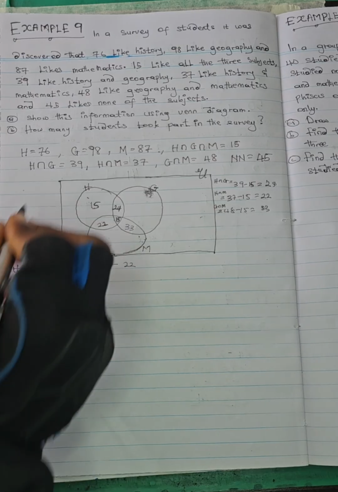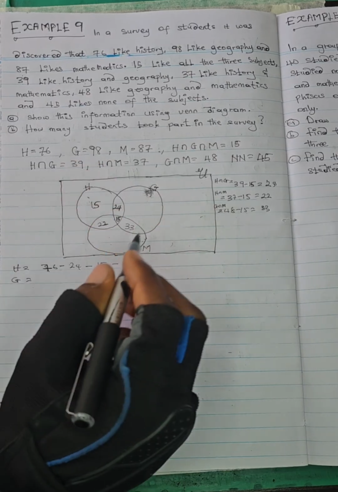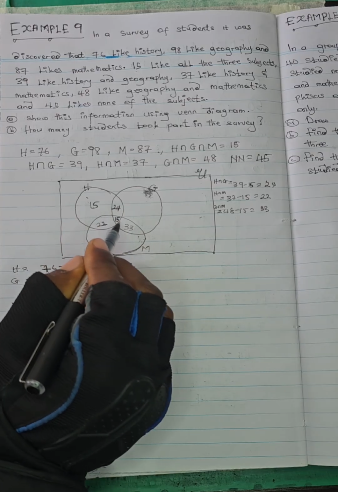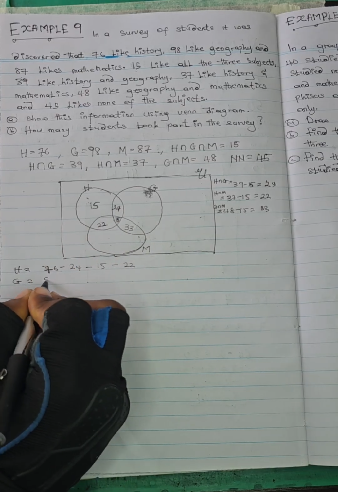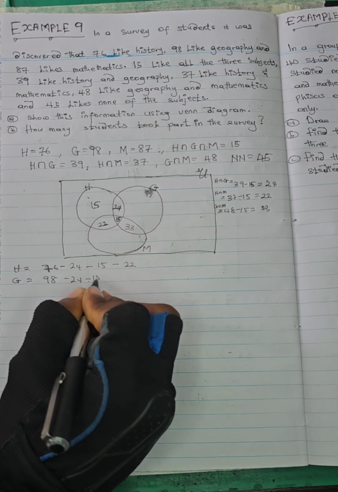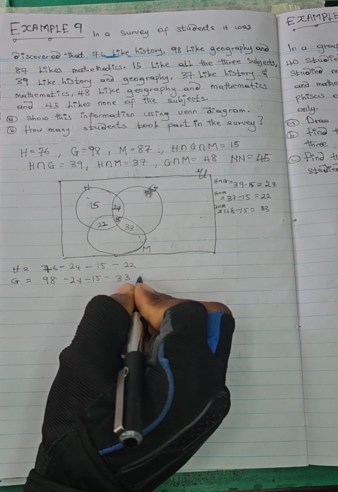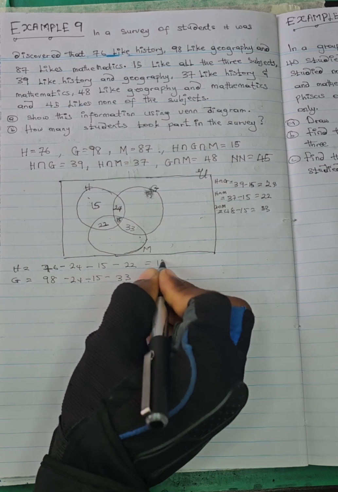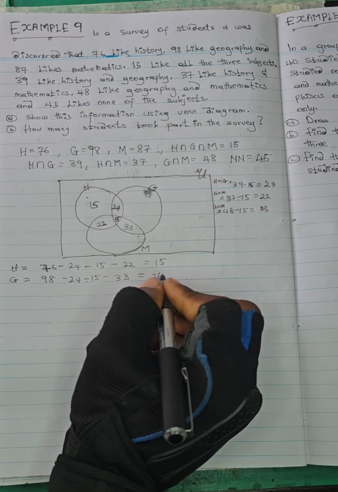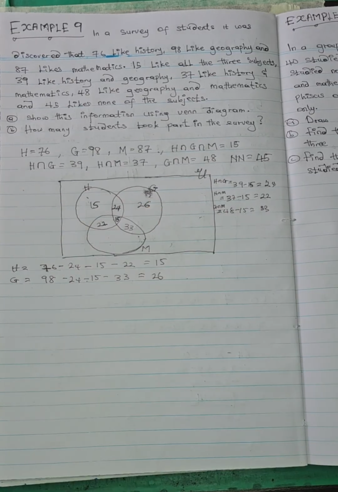So let's come back. Then the next one is G, which is geography. It is 98. This 98 contains both those that did history, those that did mathematics, and those that did all of them. So in that case, it will be 98 minus 24 minus 15 minus 33, which will give you 26. So you write your 26 here.